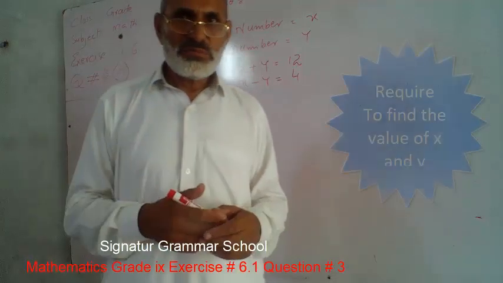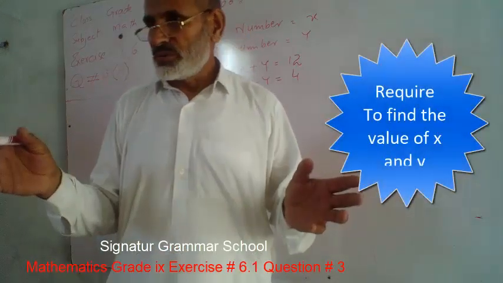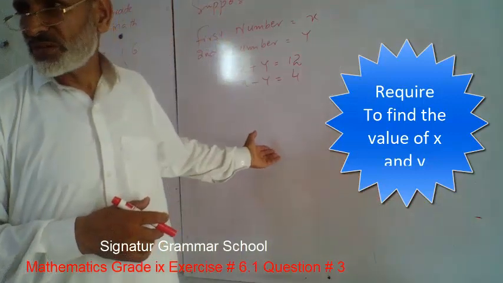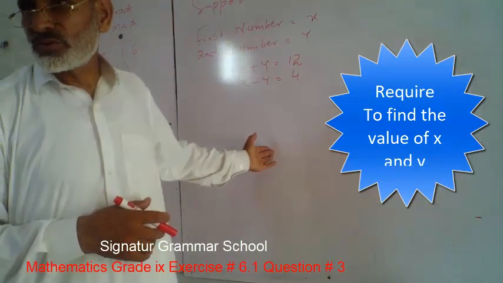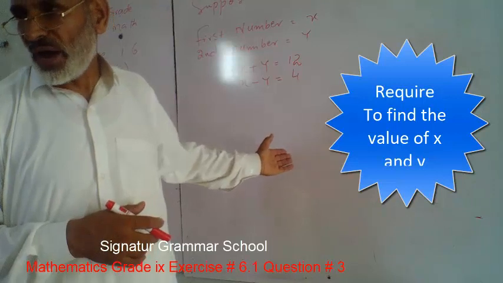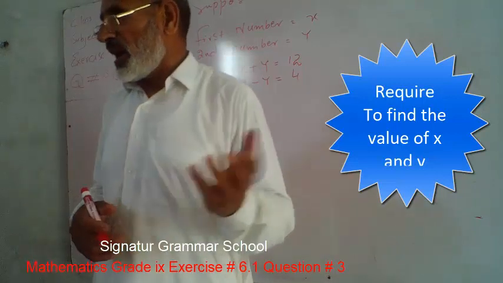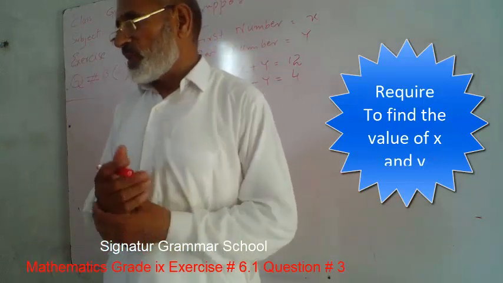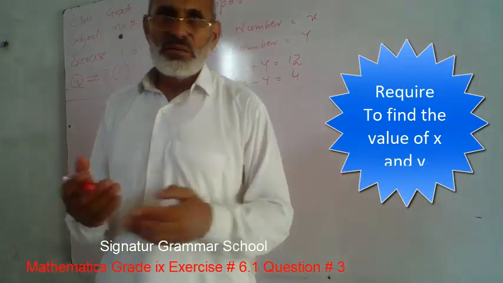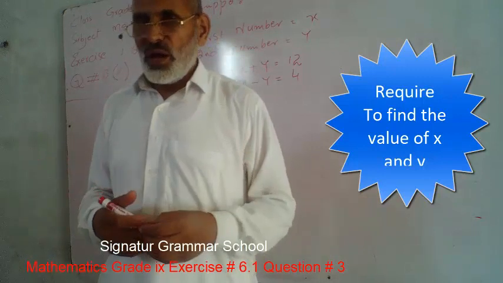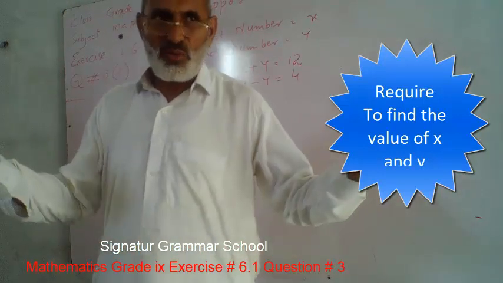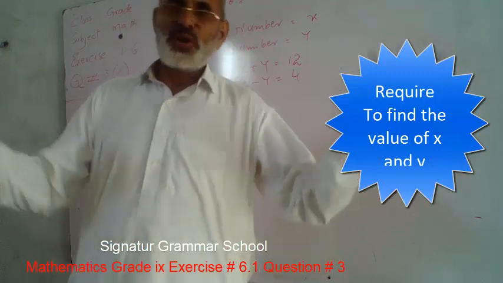Now we are asked to find the first number and the second number. As I have told you about the four methods, I can use the elimination method, I can find the value of x or y, or I can apply the Cramer rule, and I can also apply the inversion method. Which method do you like to be applied here? Inversion or Cramer? Inversion.